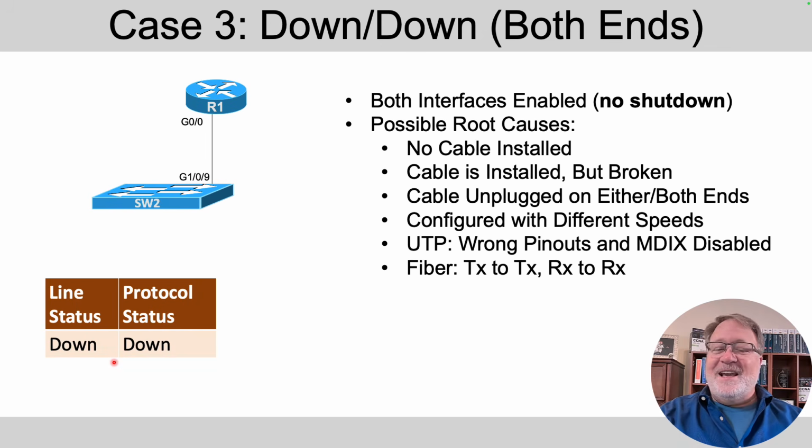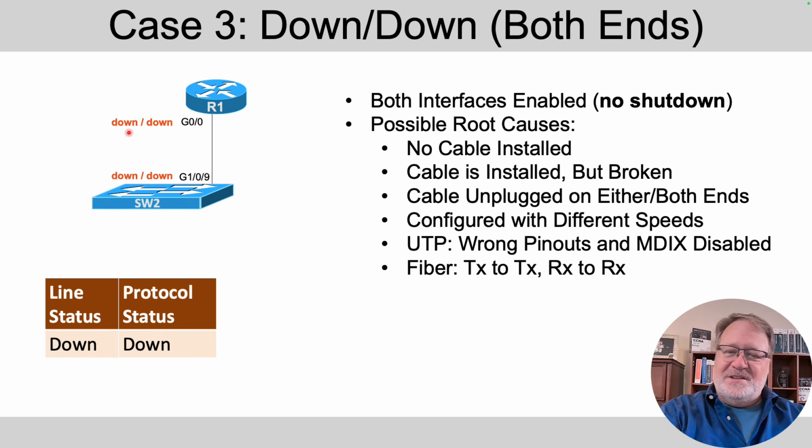Next up, let's say you did some kind of a show command and you see there's a down state. Line status is down, line protocol status is down. For instance, here on the router in a down state. This covers pretty much everything that points to any of the possible physical issues on the link. All right, so there are a lot of root causes when you see a down.